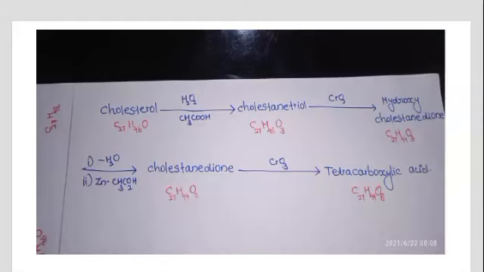The reaction is given here. Cholesterol is converted to cholestane triol on treating with hydrogen peroxide and acetic acid, which is converted to hydroxy diketone on treating with chromium trioxide. This is converted to a tetracarboxylic acid on treating with chromium trioxide.